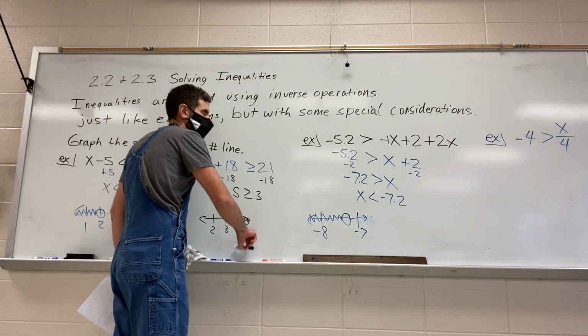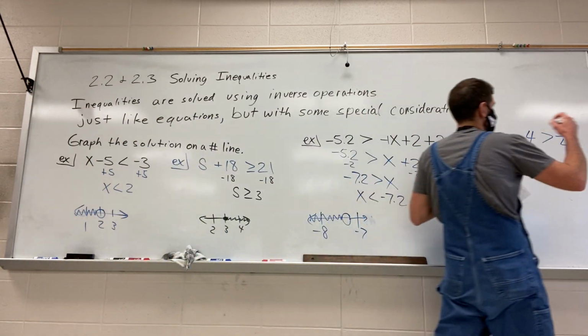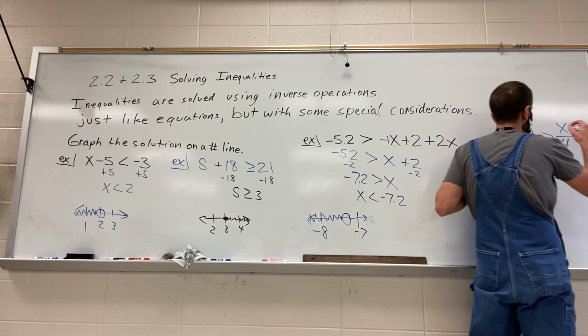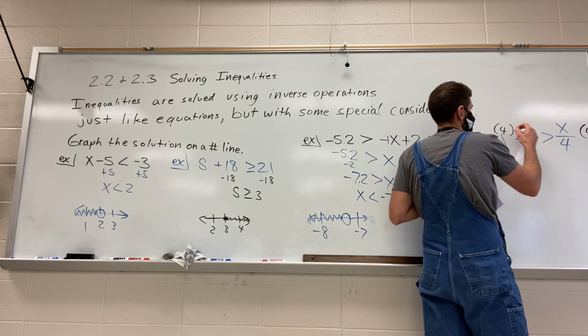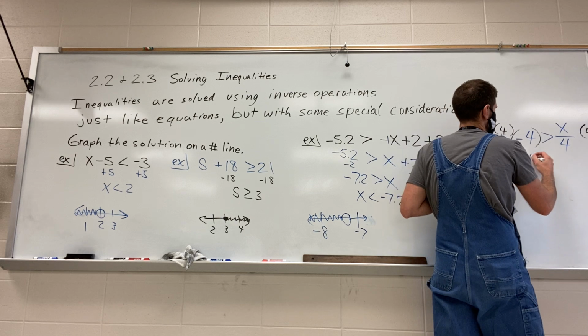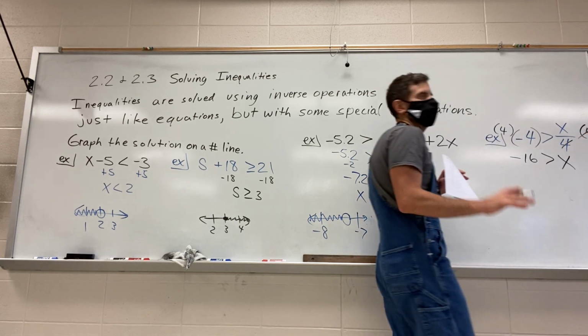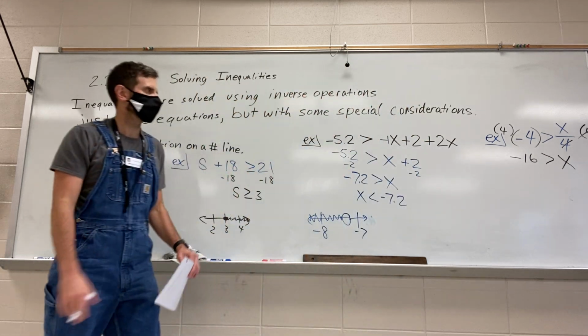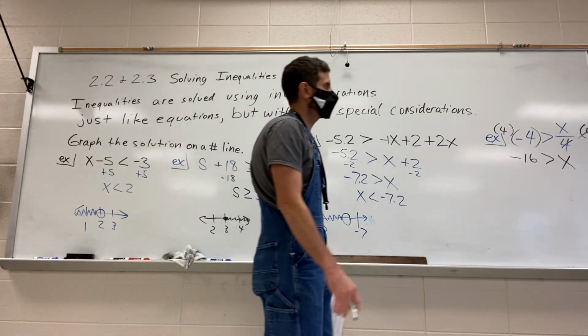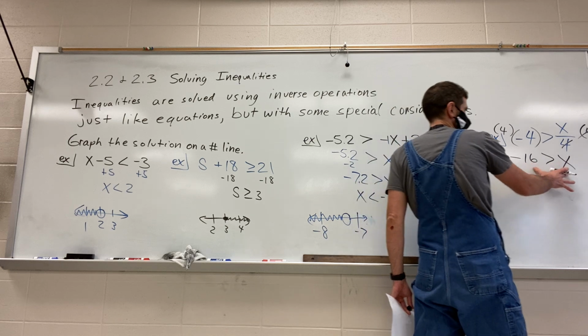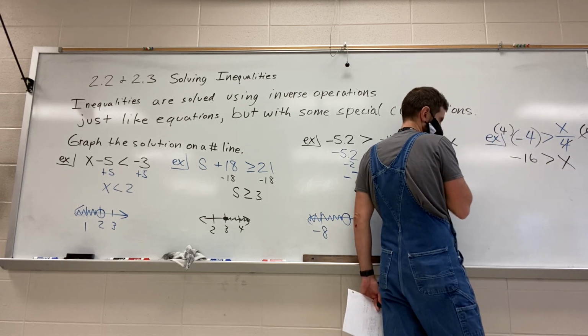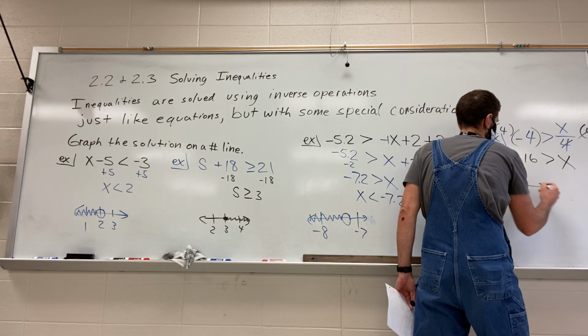I already hear people saying it. Multiplication property of equality. You okay with that? Yes. Again, it's kind of flipped, right? So how do you actually say this answer? X is less than negative 16. You got it?